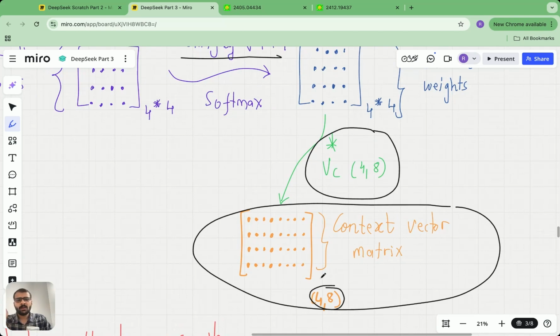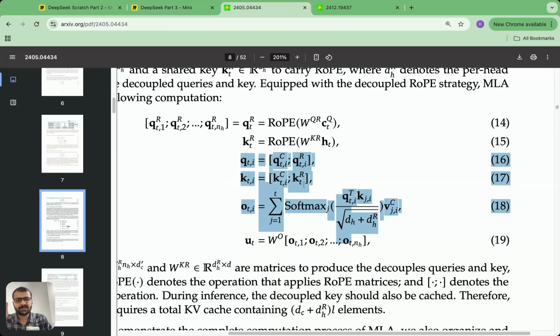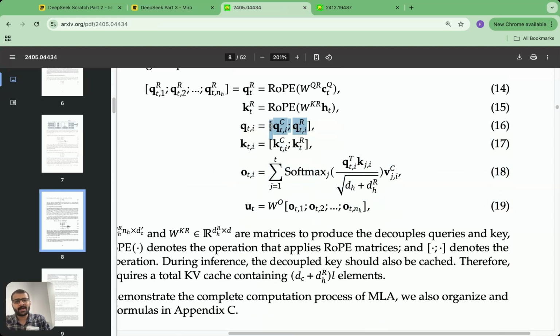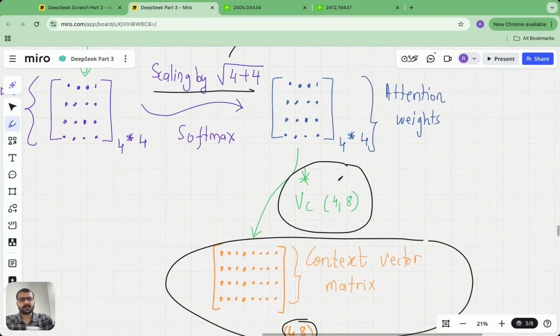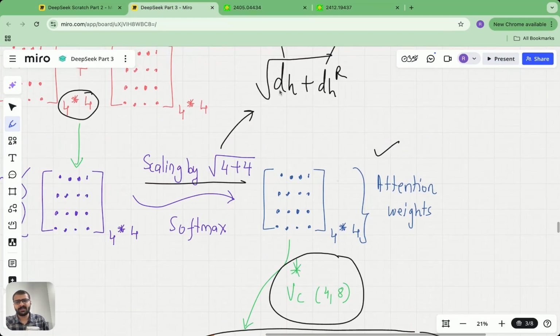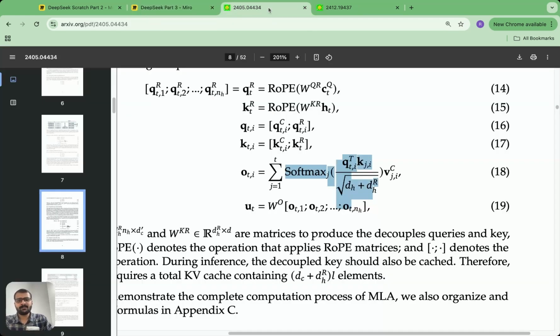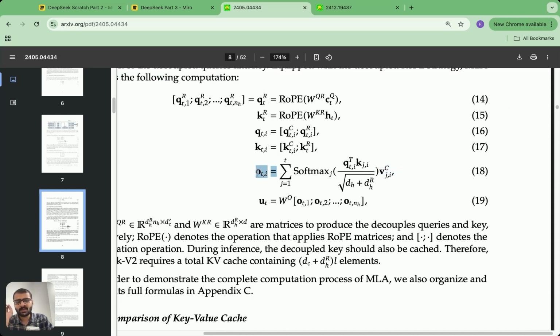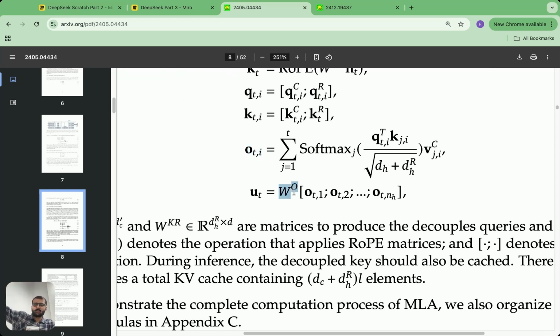That's all. So in the schematic, or in the equations you see, in step number 16 we concatenate QC and QR. In step number 17, we concatenate KC and KR. And in step number 18, we are doing multiple things actually. We are scaling it by square root of DH plus DHR. We are applying softmax. So this step gives us the attention weights which we saw over here. When we scale it and apply softmax, and then multiply with the value vector here, that gives me my context vector matrix, which they call O. The context vector matrix then ultimately goes through my output head, and that gives me my logits matrix, which they have denoted by UT over here.